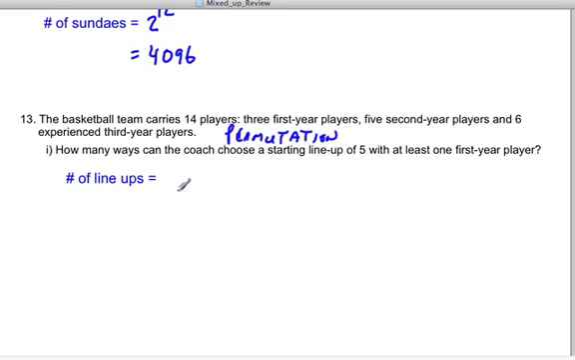Now, for the first one, the number of starting lineups, well, we can use an indirect method because if we're going to look for at least one, we could figure out the number of ways we could pick 1 first year, 2 first year, 3 first year, right up to, well, actually 3 because we've only got 3. Or what we can do is figure out the number of starting lineups possible minus the number of ways we could have 0 first year.